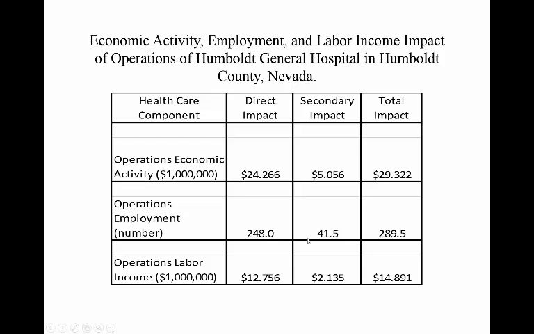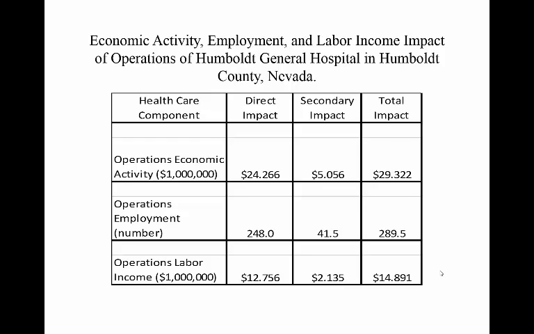Operations, 248 people, indirectly and directly by those leakages and linkages of the other sectors, about 42 extra employees, or about 289, or rounded off 290 employees, total employment directly related to Humboldt General Hospital. A very significant sector. But also what's nice, this is a high paying sector. They have labor income of about 12.8 million with the linkages of 2.1 million. You have $14.9 million, I'm rounding off, of total labor income generated by the activity of Humboldt General Hospital.